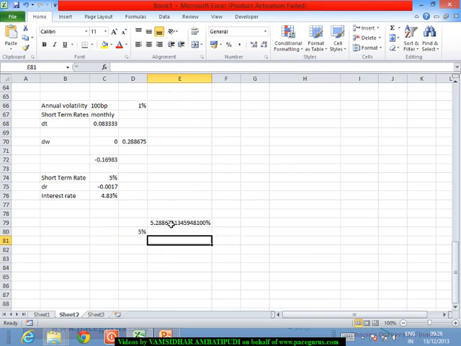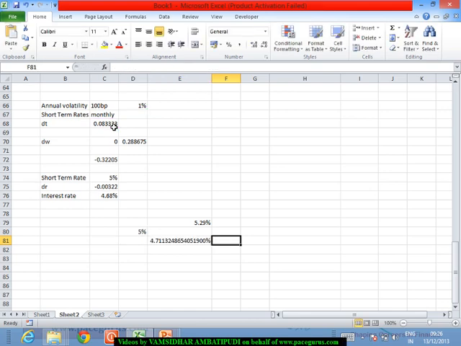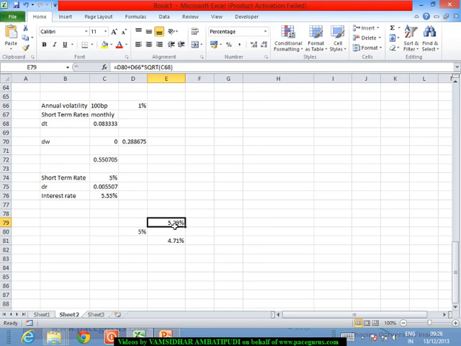So the upward side is going to be 5.28%. Probably it's better that I work it out as 5.29%. Similarly, the downward side is going to be 5% minus sigma times square root of dt. So at the end of one period, there is a 50% chance that the interest rate can go to 5.29%, or it can come down to 4.71% as per this model.